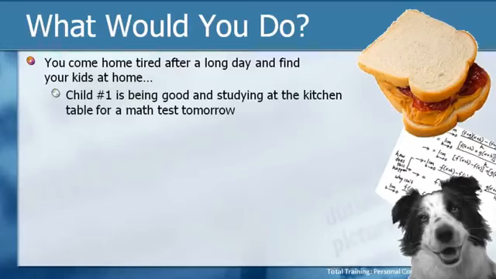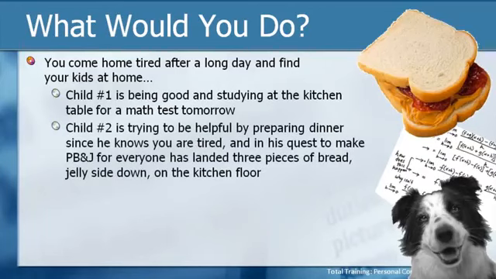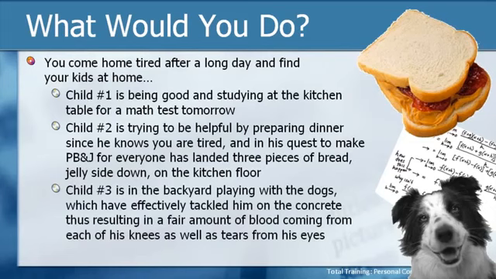You basically have 3 kids. Child number 1 is being good, quote unquote, and studying at the kitchen table for a math test that they have tomorrow. Child number 2 is trying to be helpful, emphasis on the word trying, by preparing dinner, since he knows you're tired, and in his quest to make peanut butter and jelly for everyone, he has landed 3 pieces of bread jelly side down on the kitchen floor. Child number 3, being completely oblivious to helping out around the house or to schoolwork, is in the backyard playing with the dogs. The dogs have effectively tackled him on the concrete, thus resulting in a fair amount of blood coming from each of his knees, as well as tears from his eyes.